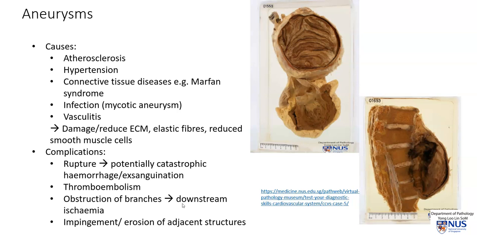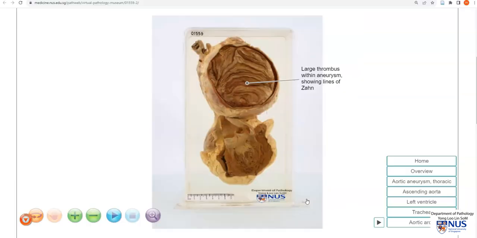For example, if the abdominal aorta is involved, the renal arteries may also be obstructed, giving rise to ischemia of the kidneys. And even impingement of this large aneurysmal dilatation on adjacent structures. And here is an example of an abdominal aorta actually eroding into the spine. Let's take a quick closer look at this.